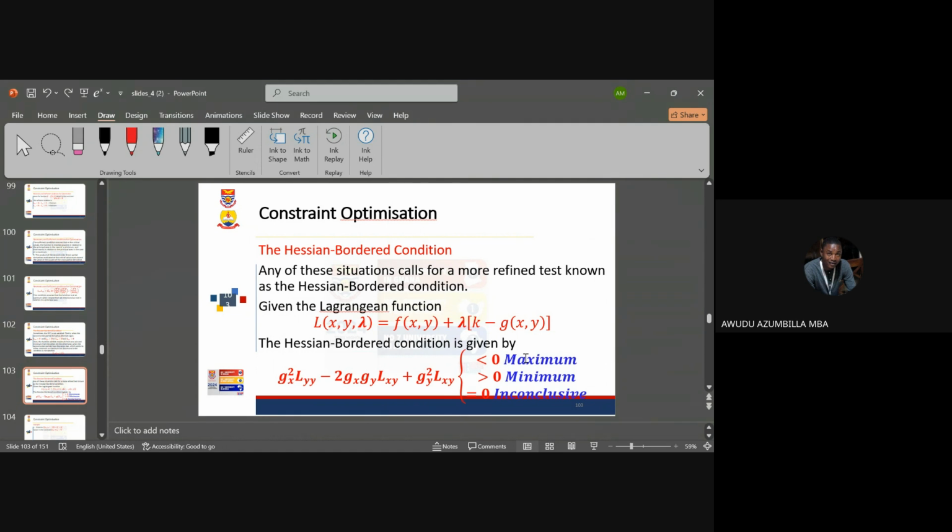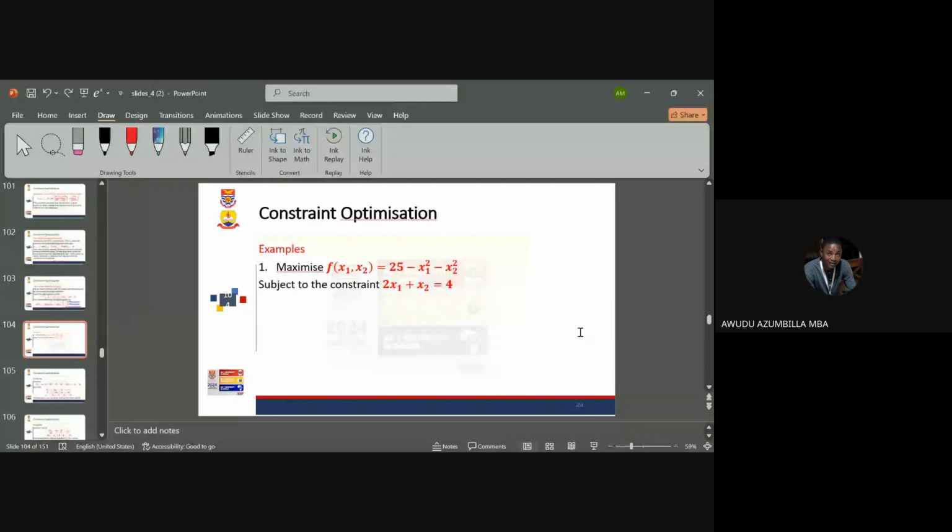Now, if we do that and the value is less than 0, we have a maximum. If the value is greater than 0, we have a minimum. But if it is equal to 0, we have inconclusive. So in case the sufficient condition is not giving you the right sign and is giving you alternative signs, then you have to move on to the bordered Hessian condition. The bordered Hessian condition will tell us whether it is minimum, maximum, or inconclusive. Okay, so we can now look at an example using the Lagrange approach.